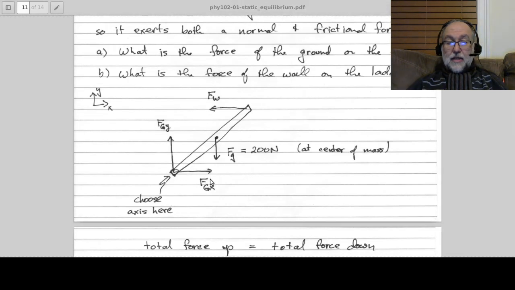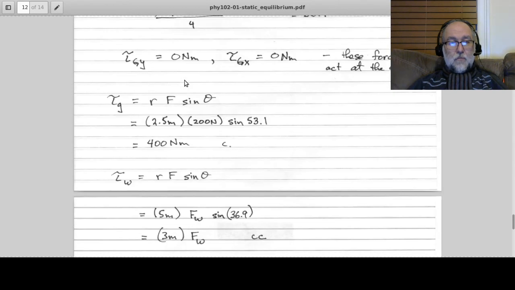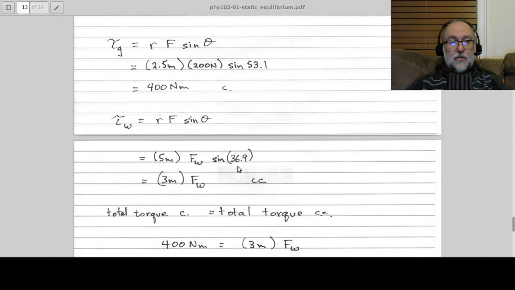FW is parallel to FGX, and if this angle here is 36.9, then that is also 36.9, by Euclidean geometry. So we've got that angle there, 36.9, and if we do 5 meters times sine of 36.9, we get 3, and that 3 is not a coincidence. If you go back to the whole triangle, the hypotenuse is 5 and one of the sides is 3. The height of the ladder along the wall above the ground is 3, and that's why you're getting exactly 3 there.